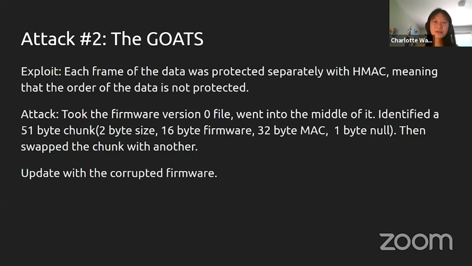And the second attack we did was on the goats. This was exactly what Zah talked about. Each frame of the data was protected separately with HMAC, meaning that the order of the data is not protected. So for the attack, we just took the firmware version 0, went to the middle of it, found a random 51-byte chunk, took that, and then copied it somewhere later in the firmware, and we updated with the corrupted firmware. And it didn't boot very well.